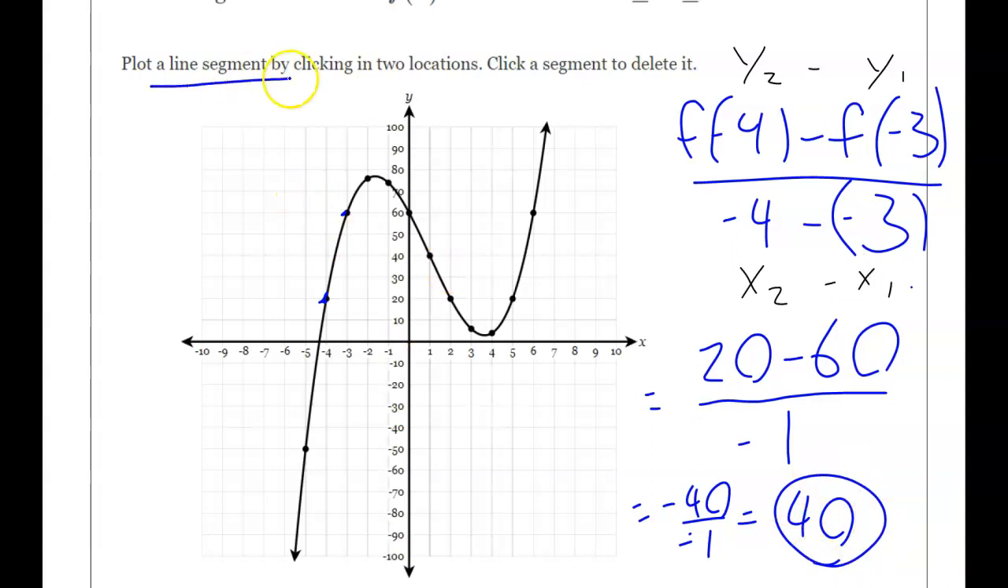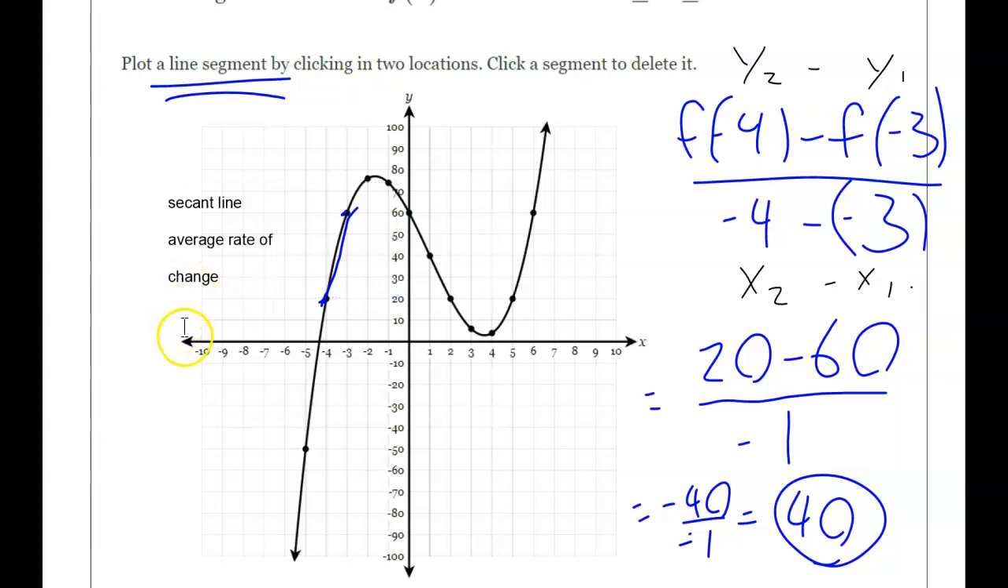And notice it asks you also to plot a line segment to represent this. So what that should be is just a line connecting those 2 points. Okay? And this is called, by the way, a secant line. And what it represents is the average rate of change between 2 points.